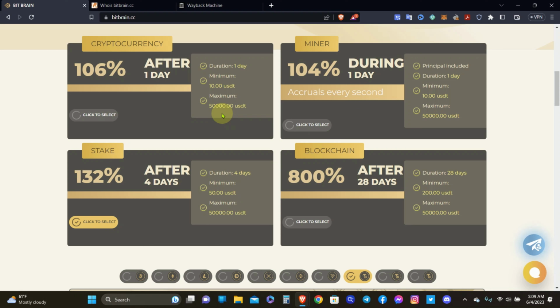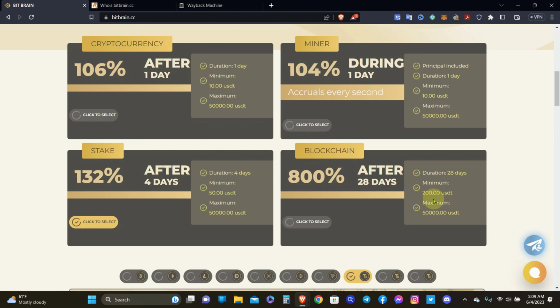And then you got the blockchain, which is 800% after 28 days. So, when you do the math, before I continue on, you got 800% after 28 days. If you're going to get 800%, why not do one of these first two? Since they're paying out 106%, 104% in 1 day, you can have the 800% in 8 days and more. So, anyways, continue on.